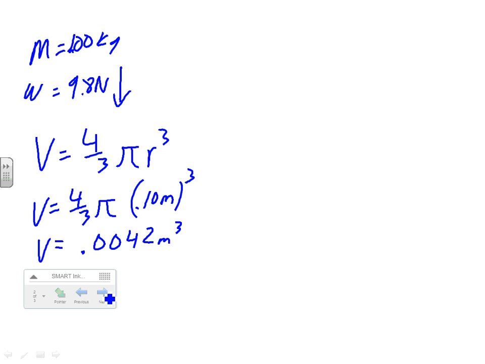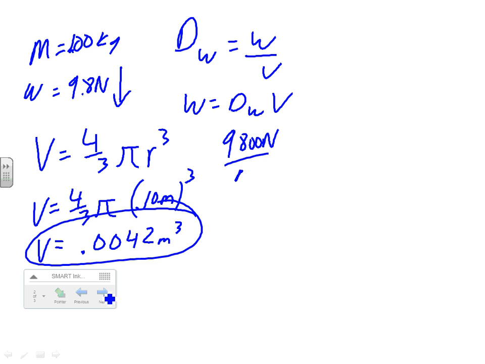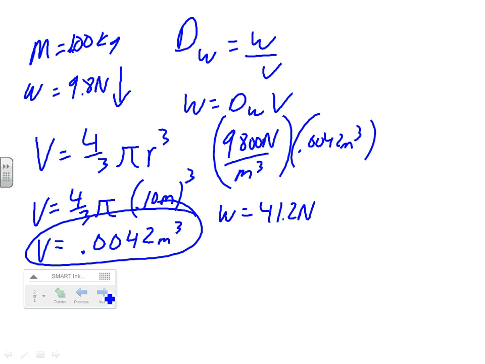We need to know the weight of this much water. So we're going to go to our weight density equation. We're going to solve for weight of water displaced. So we're going to plug in our weight density of water, 9,800, and multiply that by the volume of our water displaced, 0.0042 meters cubed. And we're going to end up with a weight of water displaced of 41.2. That's not only the weight of the water displaced, that's the buoyant force.